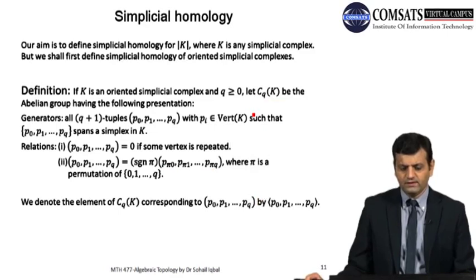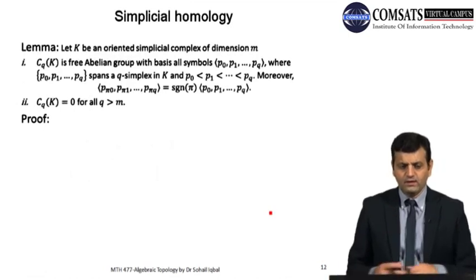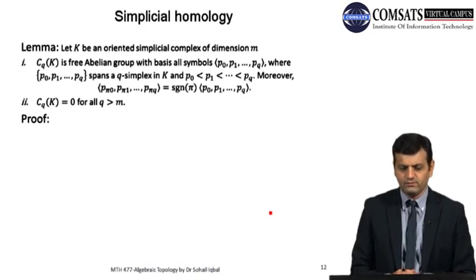So we denote the elements of CQK corresponding to these vertices by this. Let K be an oriented simplicial complex of dimension m, then CQK is a free abelian group with bases all symbols P0, P1 up to Pq, where P0, P1 up to Pq spans a Q simplex in K, and P0 is less than P1 and so on. So this is an orientation on the Pi's. Moreover, this element is equal to the signature of pi times P0, P1 up to Pq.